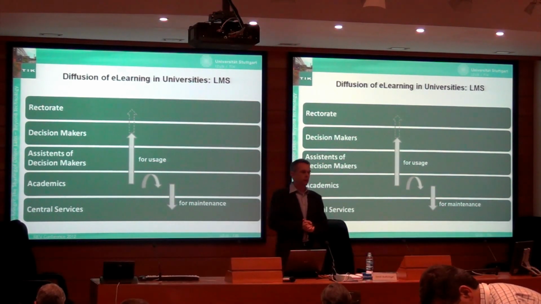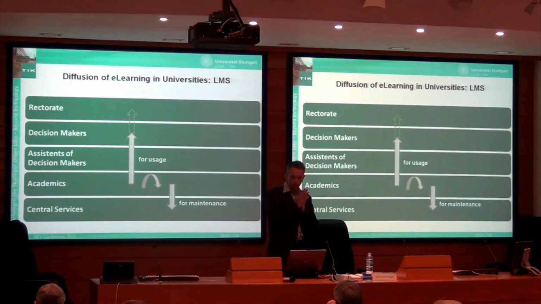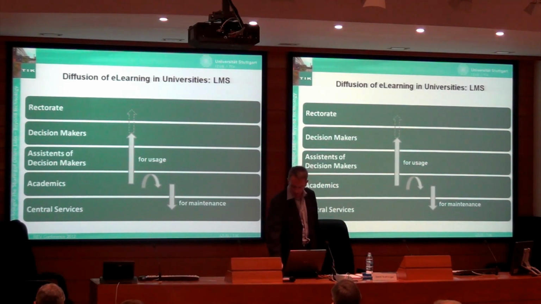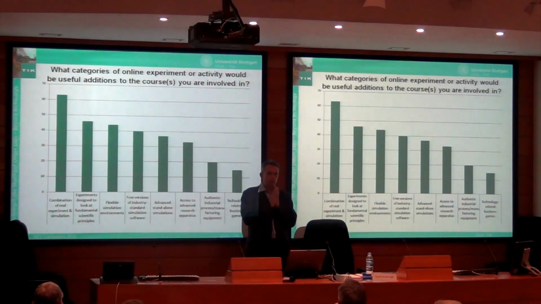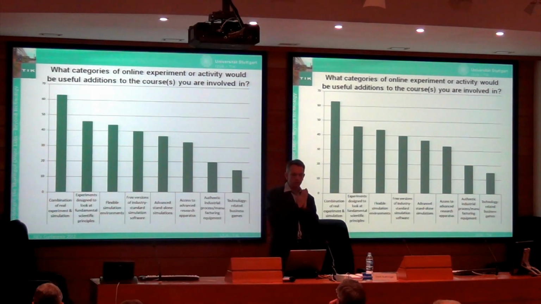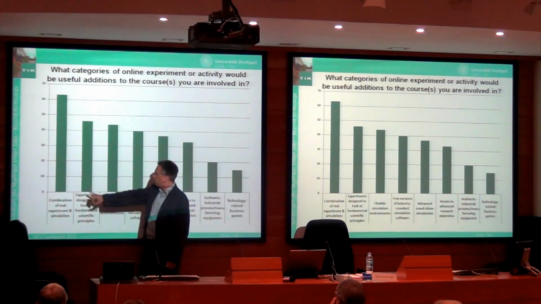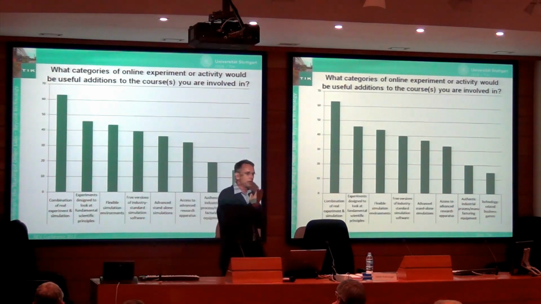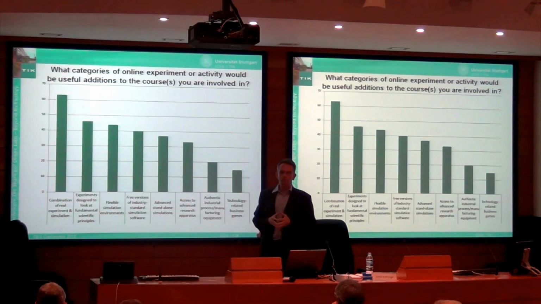Now, when you try to convince the target audience, it's also good to know their needs or demands, and we got some hints what these could be in the Lila questionnaire. So what categories of online experiments or activity would be useful additions to your courses? And so most popular among all was the combination of real experiment and simulation.